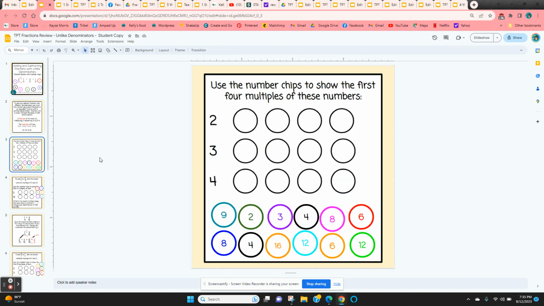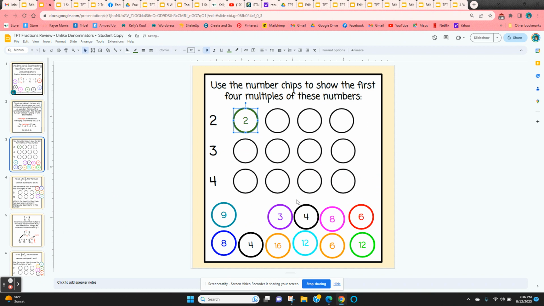So the first thing students are going to do, they're going to be moving these number chips into the correct circle. So all you do to move these is just click on the edge, click and hold, and then you can move it wherever you like. So it's just asking them on slide 3 to give the first 4 multiples of each of these numbers.